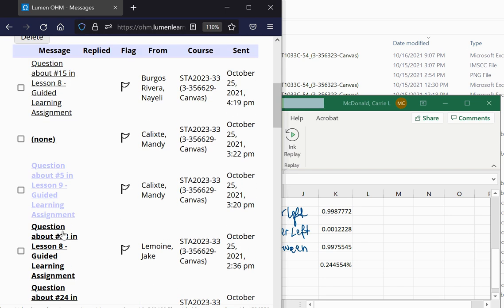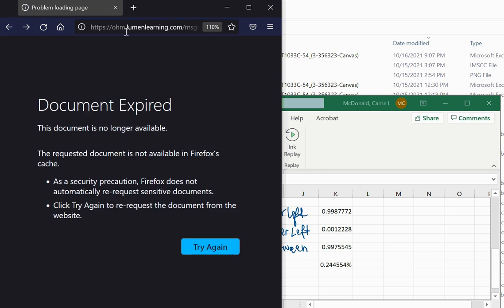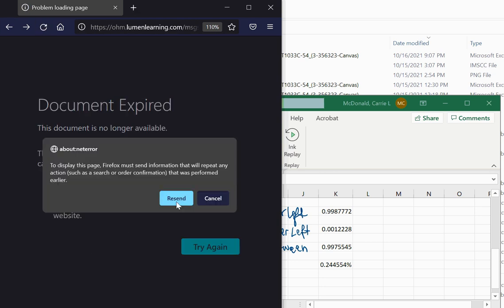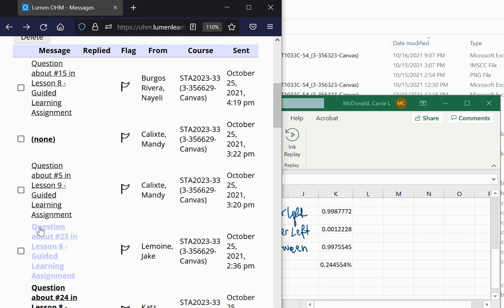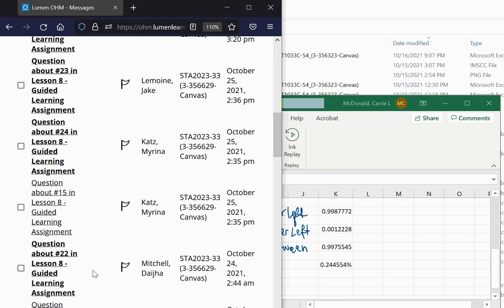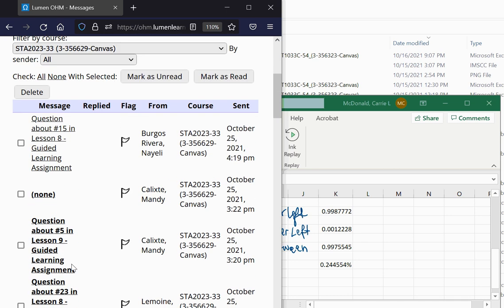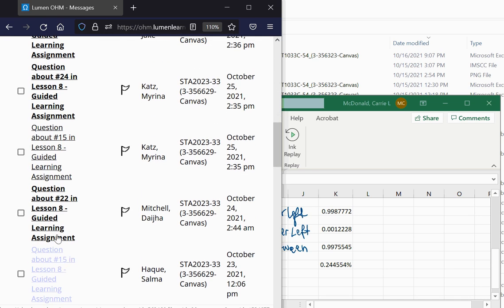Okay, the next one to look at, that's from lesson 9. Let me go back. I'm not ready for lesson 9 yet. All right, also from lesson 8, we have number 22.